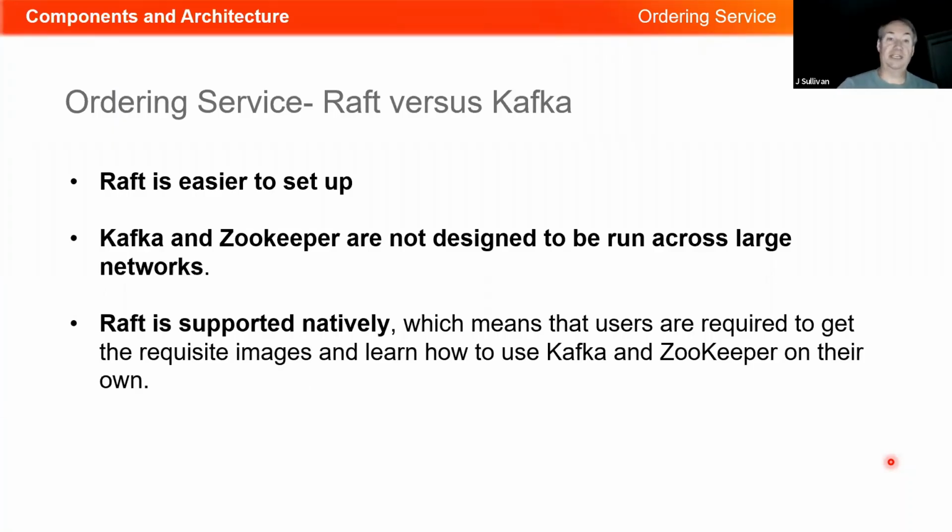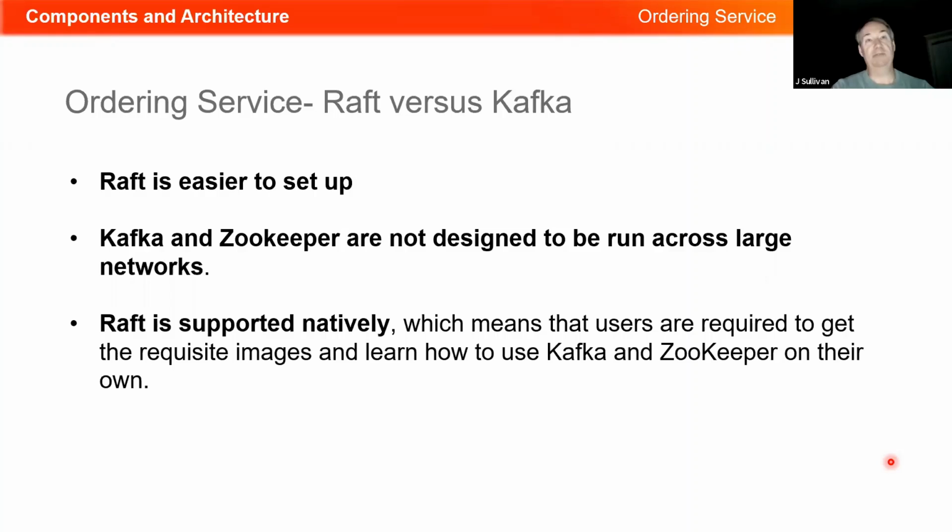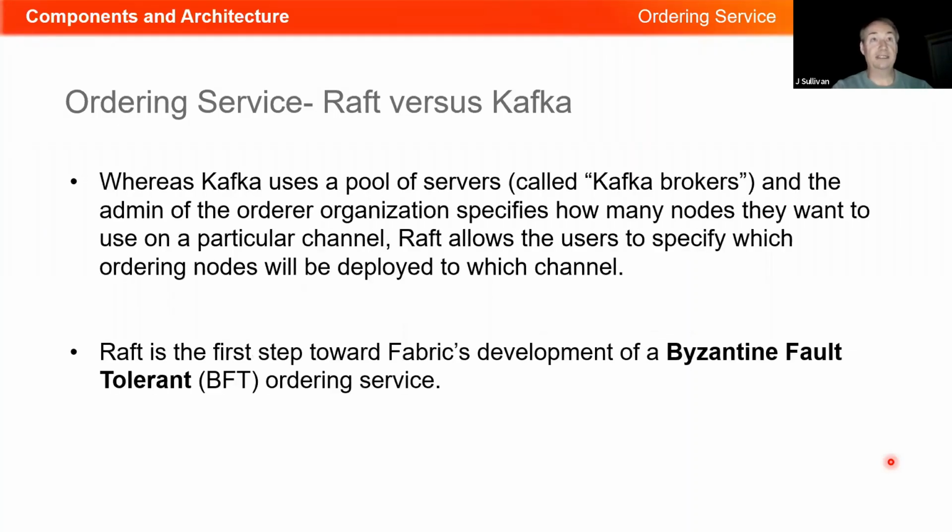So certainly, if you've ever used Uber or any service similar to that, behind the scenes the messaging is either Kafka or Raft. So you've used one of these products, and the difference here is that Kafka uses a pool of servers, and the admin of the orderer specifies how many nodes they want, whereas Raft allows users to specify which ordering nodes will be deployed. And also, it says here, Raft is the first step toward Fabric development of the Byzantine fault tolerant ordering service.